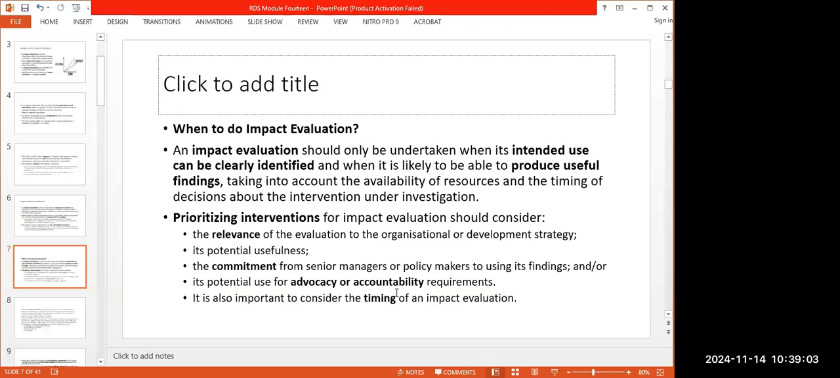You can also do it when there is commitment from senior managers or policymakers in using its findings. So if the findings are being used or they are required by senior management, the management may want certain findings, then you can also do that as a reason. You may also use it to give you a basis for advocacy or accountability requirements. I mean, you are in a project, then you hear certain events are going to take place, and then you want to go and talk about your project, and explain what it is, what it does. You can use that as an opportunity to get information that you can speak about your project through impact evaluation.